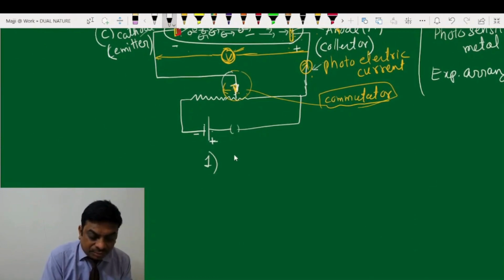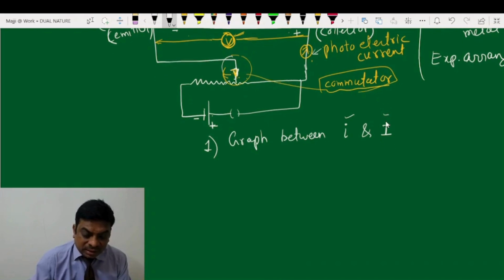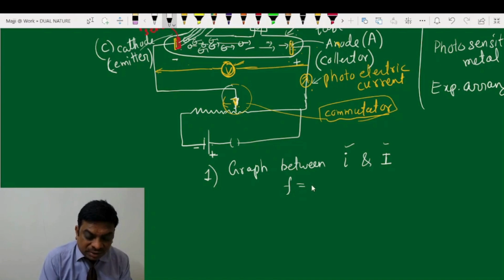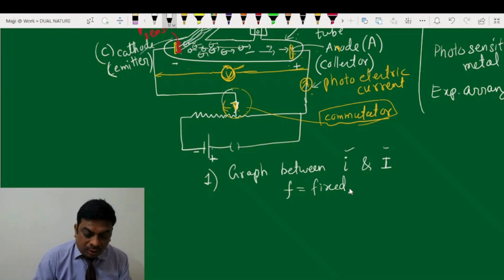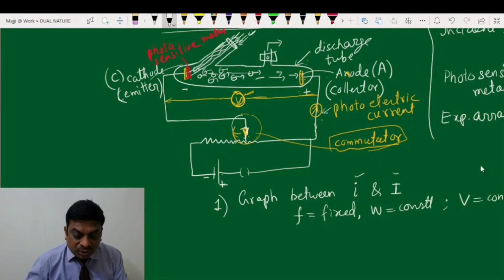The first thing is we'll be seeing the relation as well as the graph between photoelectric current and intensity. Okay, students, photoelectric current and intensity. So now see, try to understand. Rest all the things are fixed, of course. V is fixed, frequency is fixed, the photo metal is fixed, so work function is fixed. And of course the anode cathode voltage is also fixed, the potential difference between the emitter and collector. So in such a case, what will happen, students?